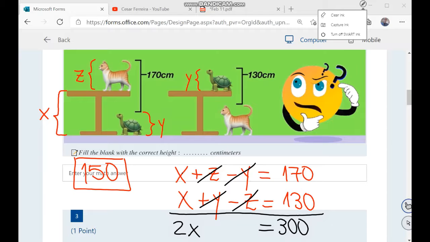So you can find out by combining the height of the cat, the height of the turtle, and the height of the table. At the end, you find two equations, and you can simplify. Eliminate the height of the cat, the height of the turtle, and you're gonna have 2 times the height of the table equals 300. That means the answer is 300 divided by 2, 150. Now let's move to our quiz.